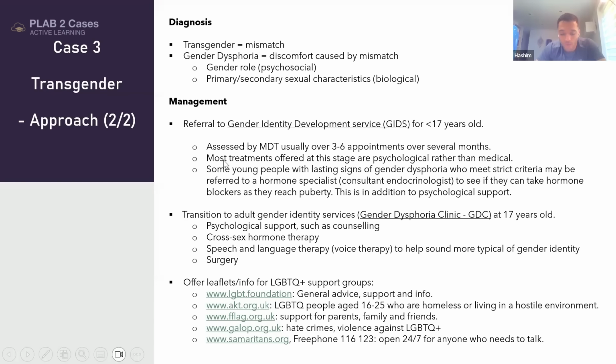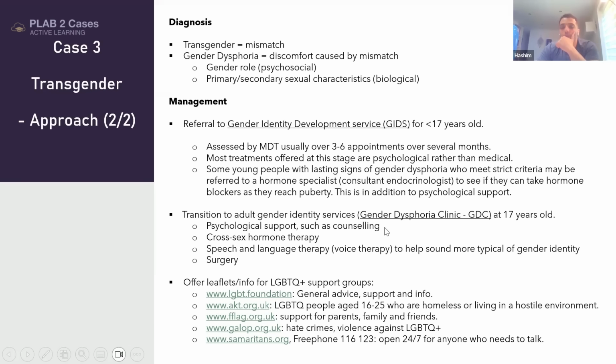But for the most part, most patients in the GIDS service just receive psychological support. They don't start any medical treatments. There may be a select few who fit very strict criteria who are referred to the endocrinologist for hormone treatment, and that will include at this stage puberty blockers, either testosterone blockers or estrogen blockers, in addition to the psychological support. But again, that's for the really severe cases. For the most part, it's going to be psychological until they are transferred over to the gender dysphoria clinic, and there they'll be a lot more open to medical treatments and surgery, as well as speech and language therapy. But obviously, psychological counselling is still a major component as well.